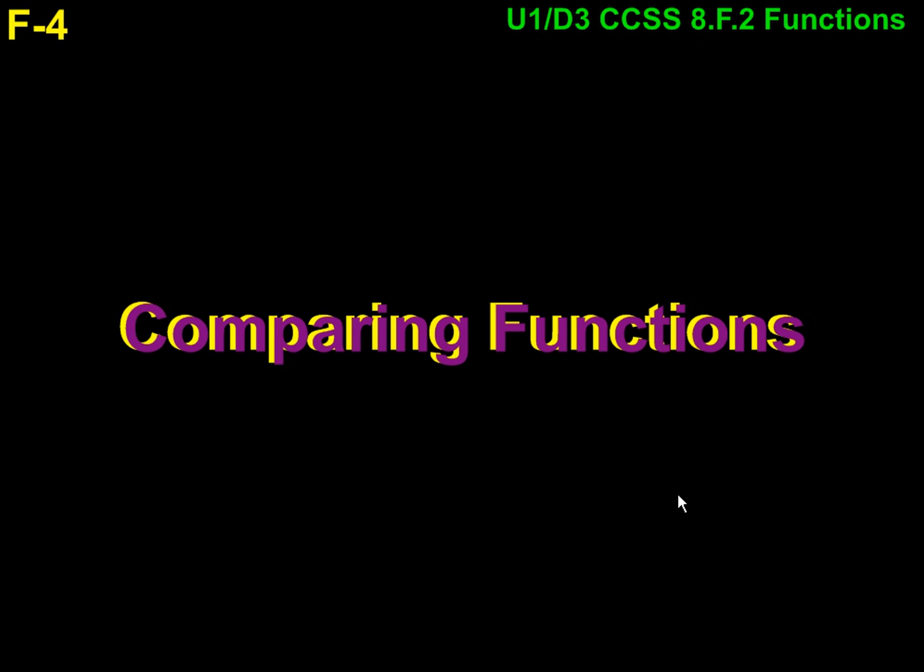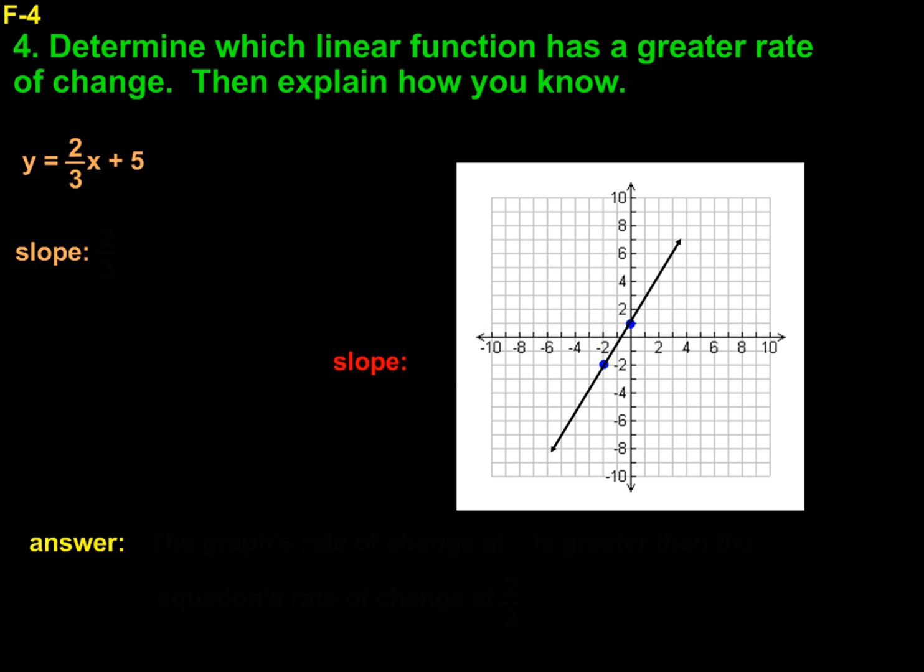Tonight's homework is F-4, comparing functions. For number 4, we have to determine which linear function has a greater rate of change, and then explain how you know. So we're going to determine first the rate of change, or the slope, for the equation, and then we'll take a look at the graph.